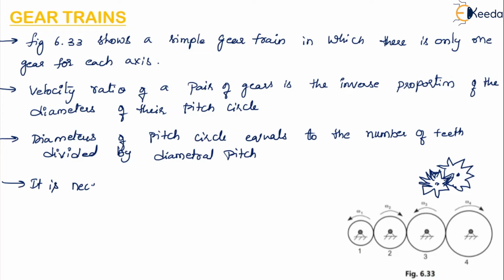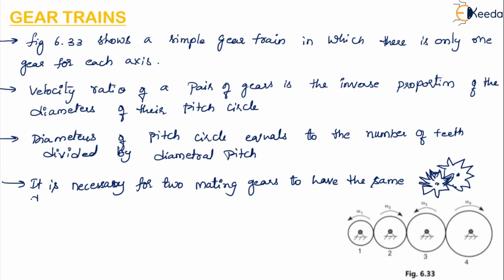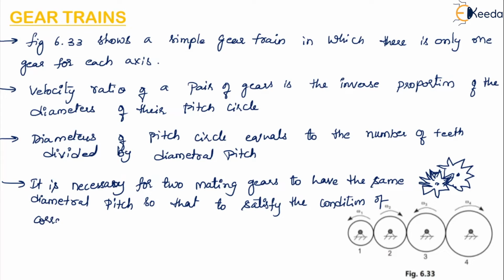So it is necessary for two mating gears to have the same diametral pitch, so as to satisfy the condition of correct meshing.